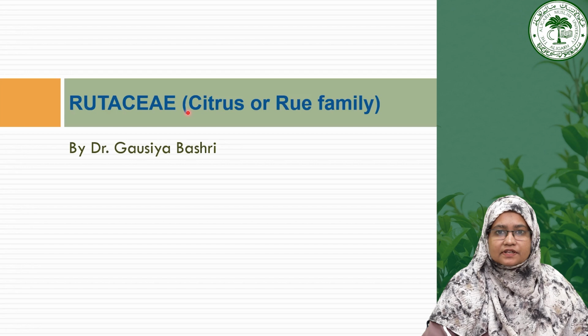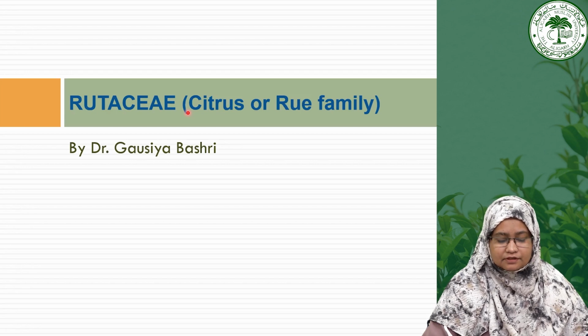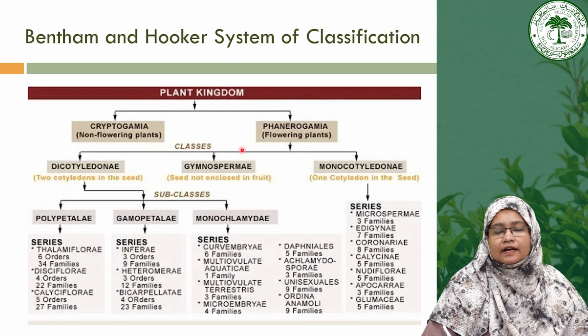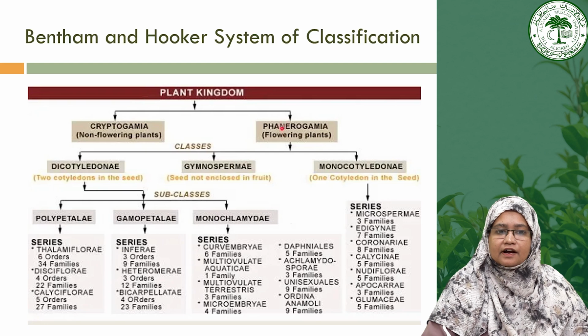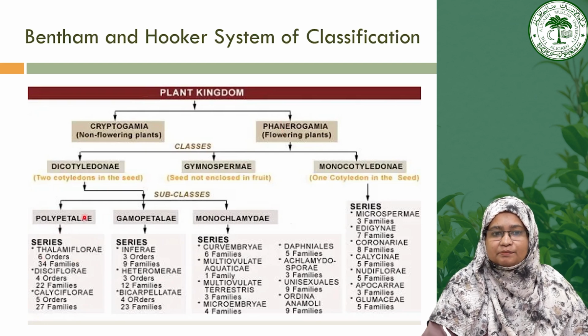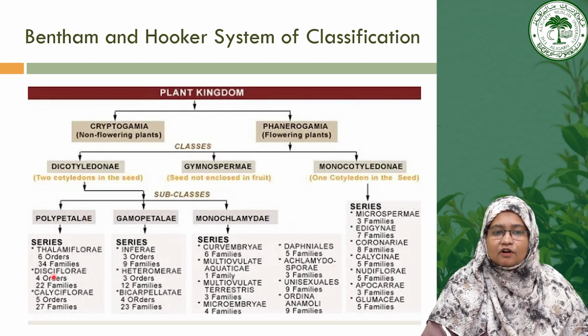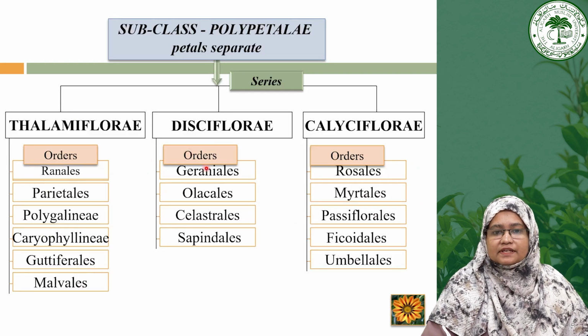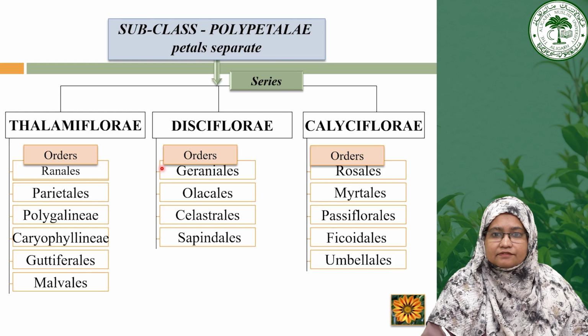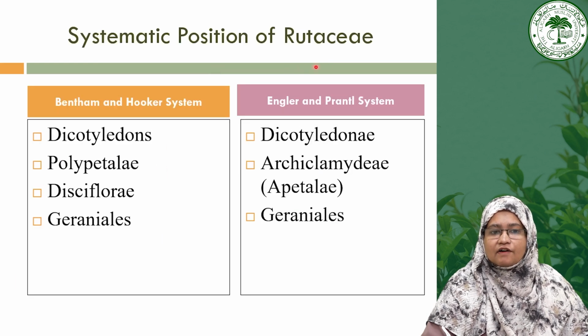Now moving towards the systematic position of the family Rutaceae. As we have already studied, a family is from the series Thalamiflorae of the Polypetalae subclass. Now we will study the families that belong to the series Disciflorae, and the order of this particular family is Geraniales. So, moving towards the systematic position of Rutaceae given by the Bentham-Hooker and Engler and Prantl systems.